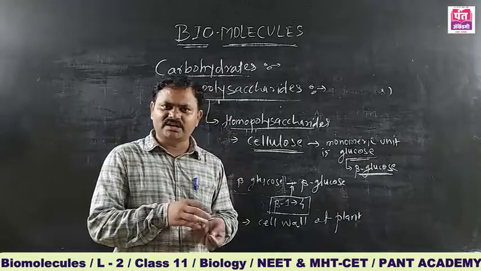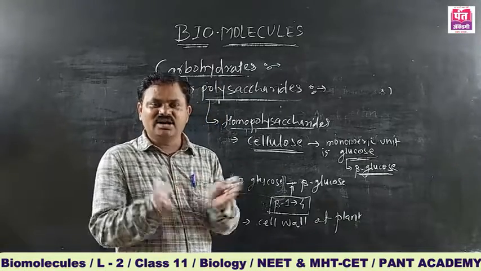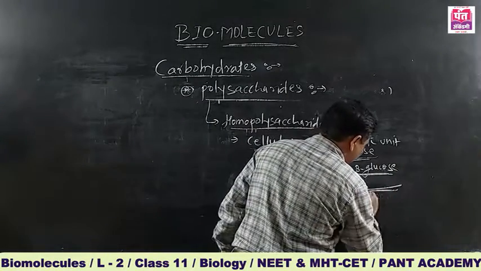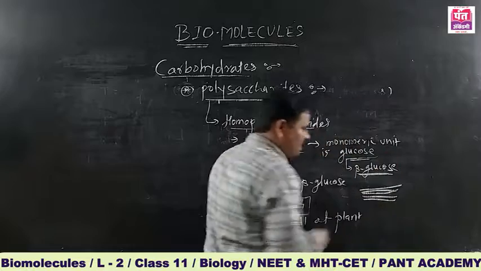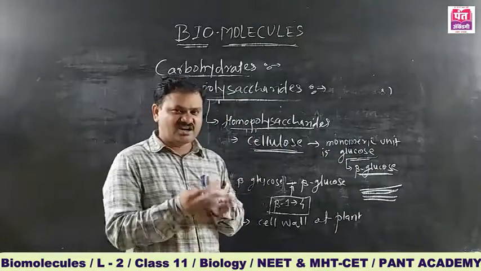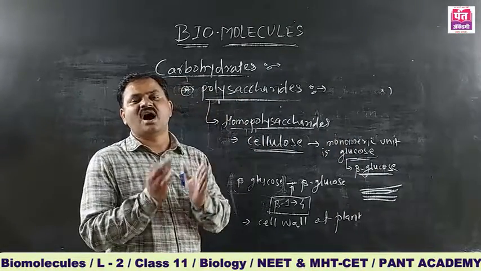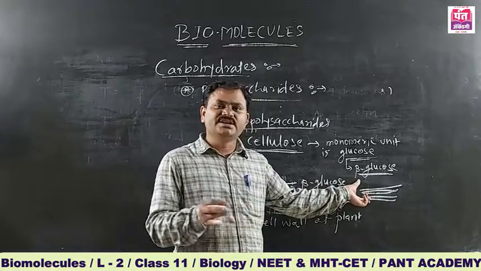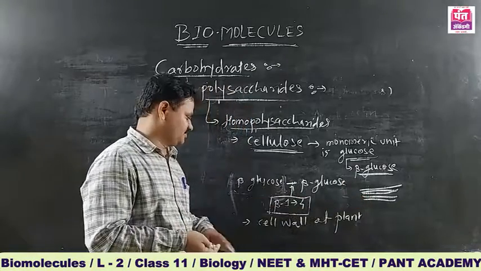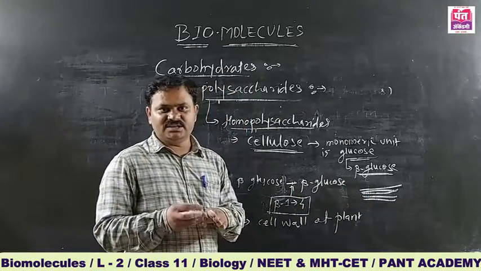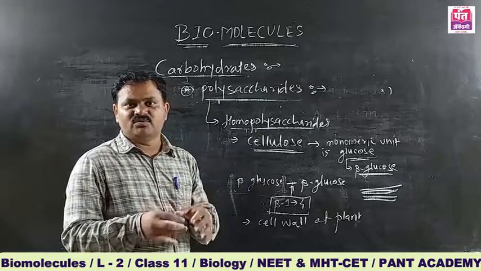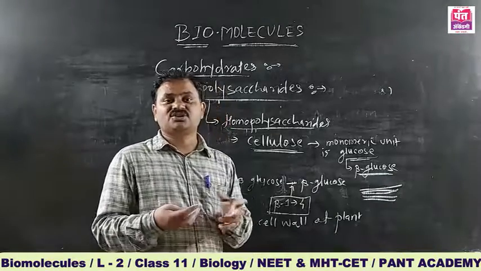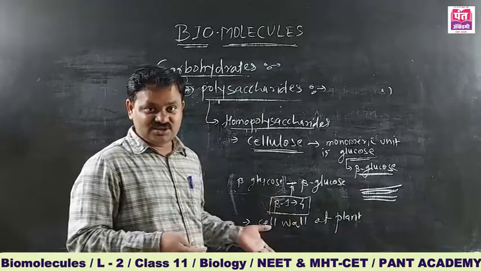This homopolysaccharide is compactly arranged. Its linear polymers are arranged in a very compact manner, and therefore it gives a hard structure. Therefore, cellulose has a hard, strong structure because of the linear arrangement of its polymers. So the cell wall is very hard, very sturdy, very strong, and therefore cellulose forms a structural component of a cell.